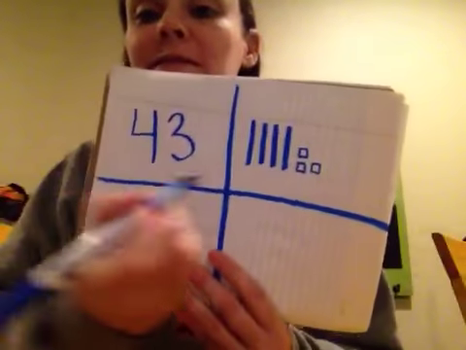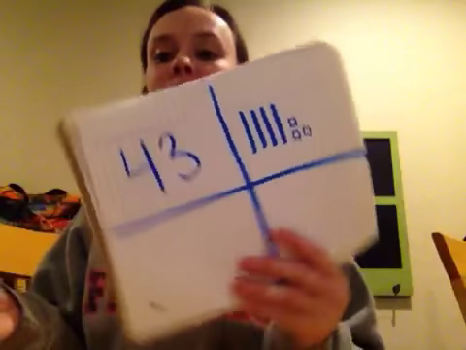You might know if 3 is even or odd. Now let's see it next. These are paired up. These are not. So 43 would be odd.